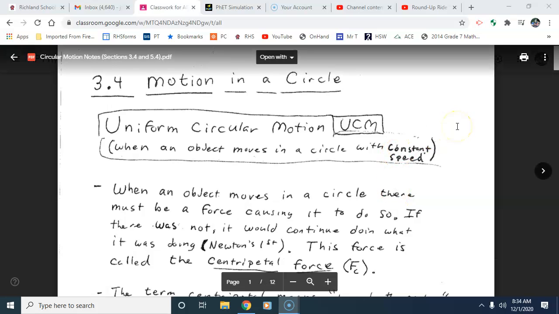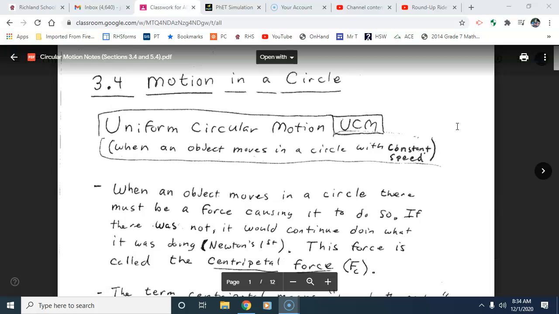All right, guys, we're going to start chapter 3, circular motion. Now, this is 3.4 actually, section. We're going to have circular motion as parts of chapters 3 and 5. And we skipped those parts when we were in those chapters just because it makes the most sense to kind of do them together, I think.